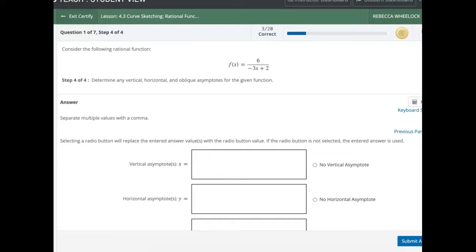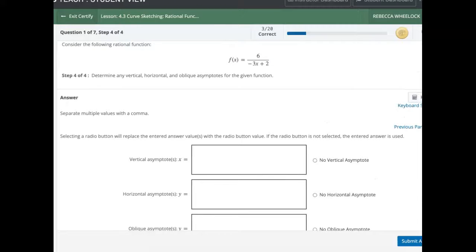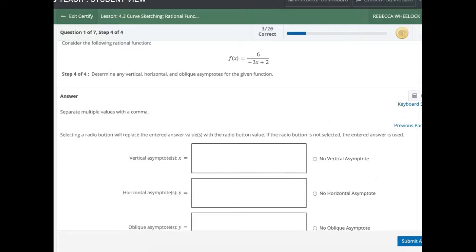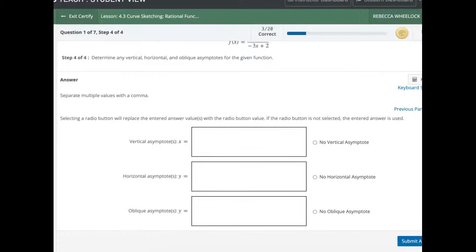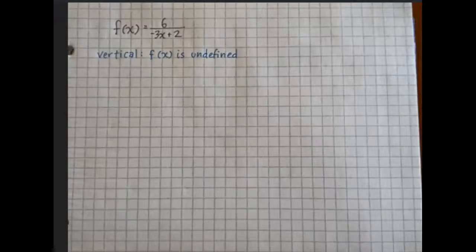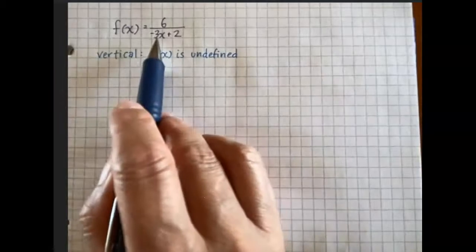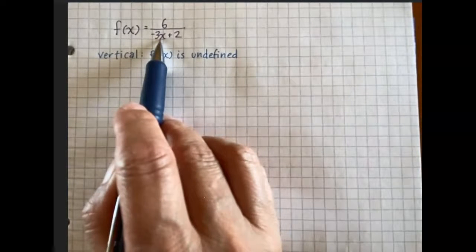Oh, last step. Now it's going to ask us for the asymptotes. So this is the new part. Vertical asymptotes, horizontal asymptotes, and oblique asymptotes. Let's check it out. Remember, vertical asymptotes are where the function is undefined, and we know now that our function is undefined where x is equal to 2/3.